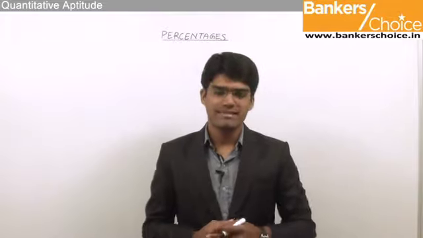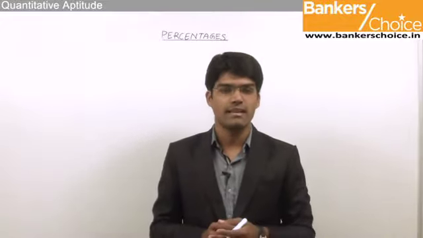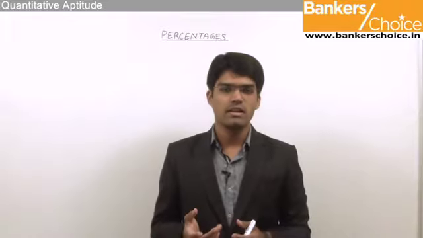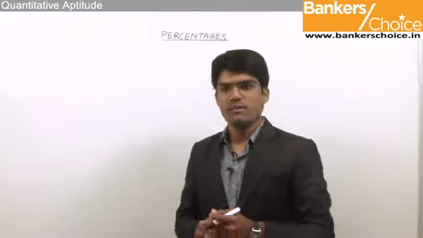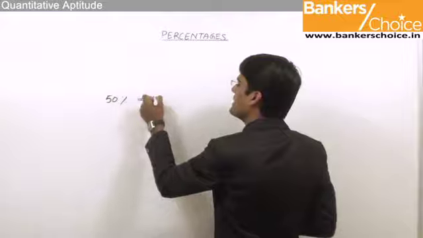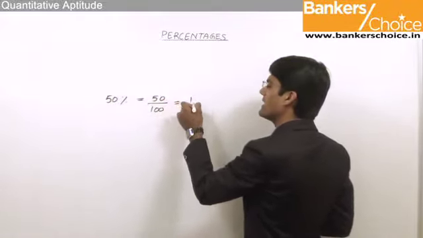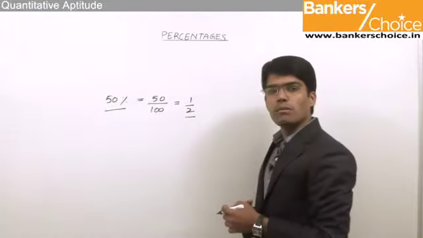Having learned that percentage is nothing but a fraction where the denominator is 100, let us now understand how to convert the given percentage into a fraction, and similarly how to express the given fraction in terms of percentage. For example, 50% is nothing but 50 out of 100, and 50 by 100 it can be taken as 1 by 2. So we can say that 50% is equal to 1 by 2.